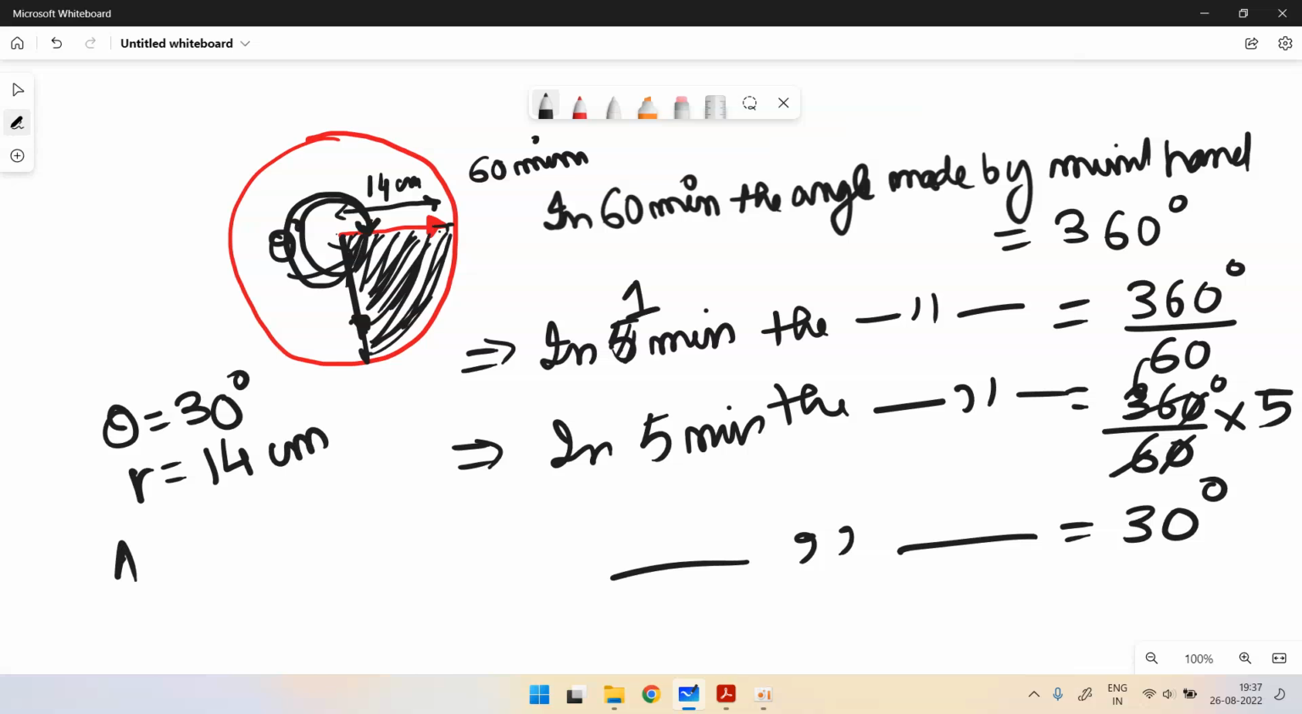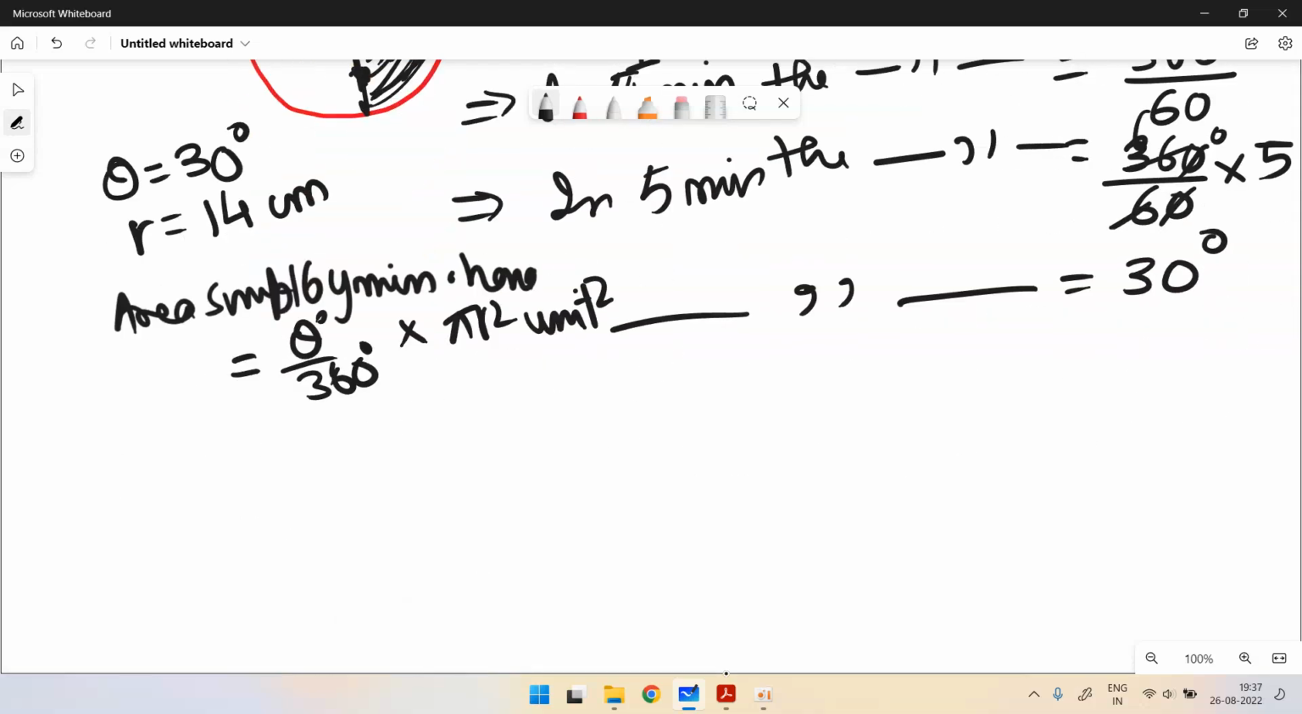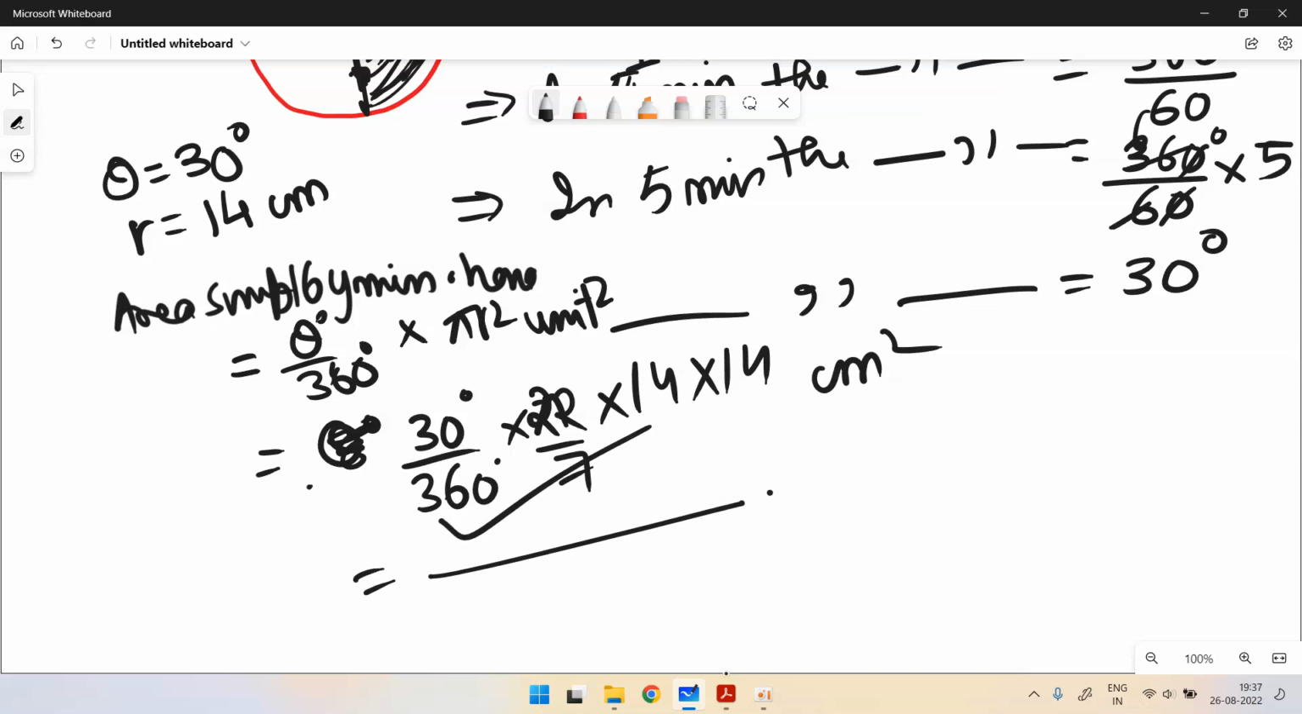So the area swept by the minute hand is nothing but theta by 360 degree into pi r square, unit square. Now you know that theta is 30 degree. You can substitute 30 degree, 360 degree, pi r square, pi is 22 by 7 because 14 is a multiple of 7, in centimeter square, and solve this, you get the answer. Question done.